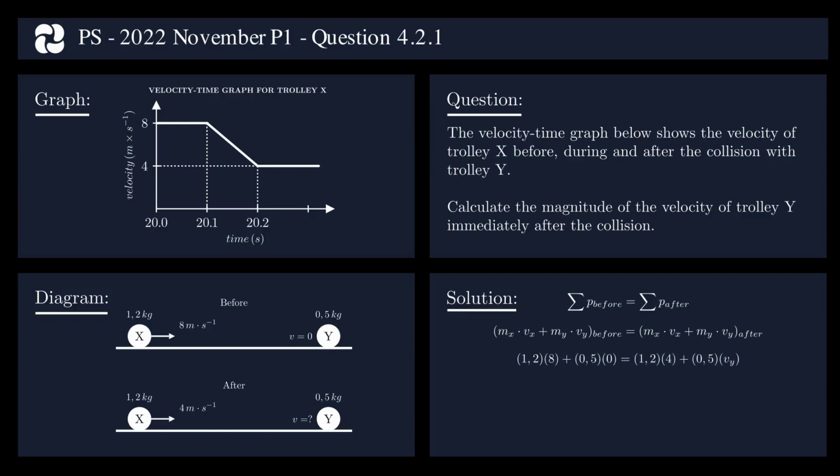According to the first diagram, mass of X is 1.2 kilograms, velocity of trolley X is 8 meters per second. Mass of trolley Y is 0.5 kilograms, its velocity is 0 as initially trolley Y is at rest. The right side of the equation represents the total momentum of trolleys after the collision. According to the second diagram, mass of trolley X is 1.2 kg, its velocity after the collision is 4 meters per second, mass of trolley Y is 0.5 kilograms, while its velocity is unknown.